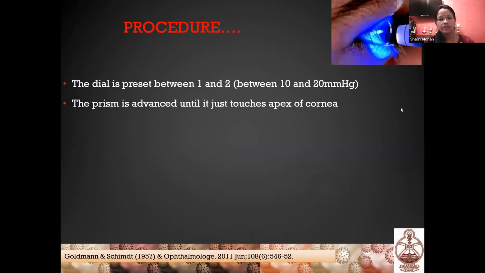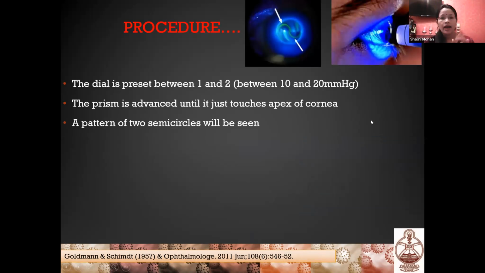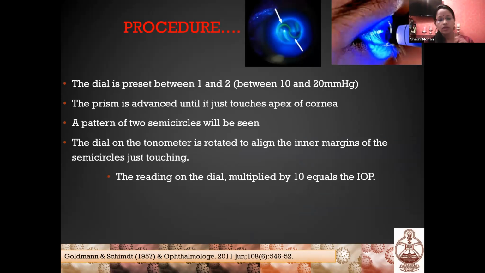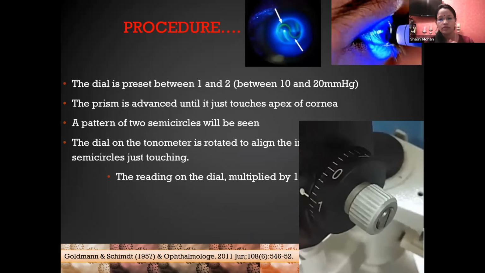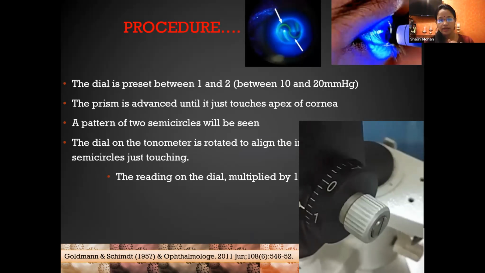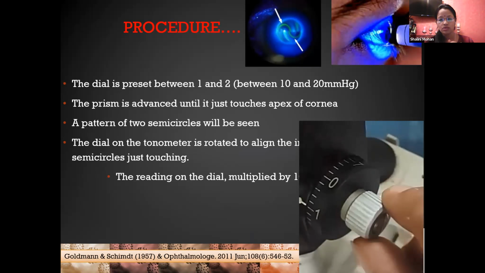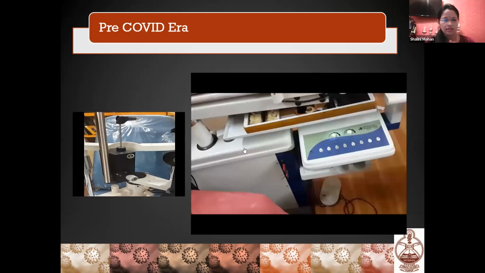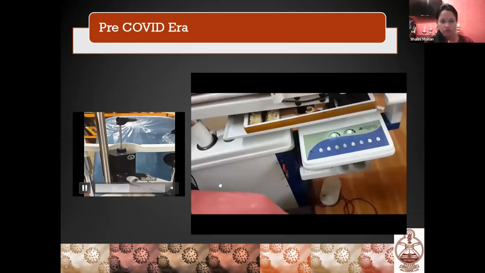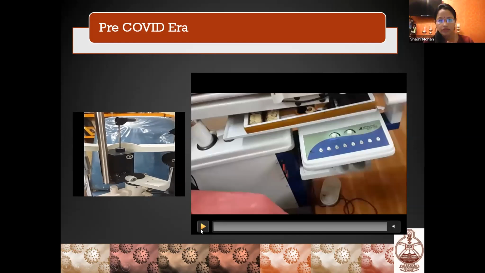Now we advance the prism towards the cornea so that it just touches the cornea. Then we will see the two semicircles, and we try to rotate the dial so that the inner margins of both the semicircles meet. Now you can see how we rotate the dial so that the inner margins of the two semicircles meet. This is the applanation tonometer mounted on the slit lamp.